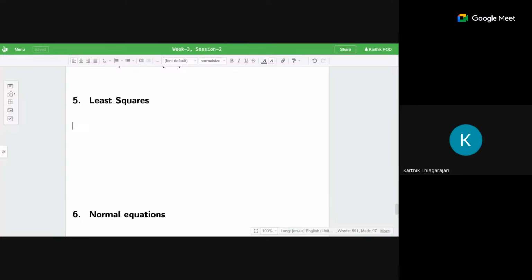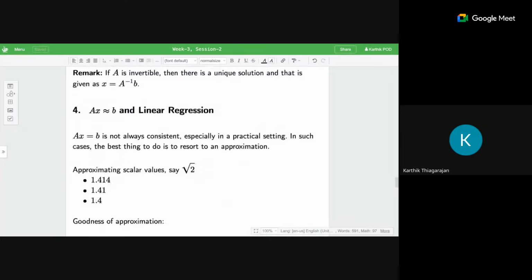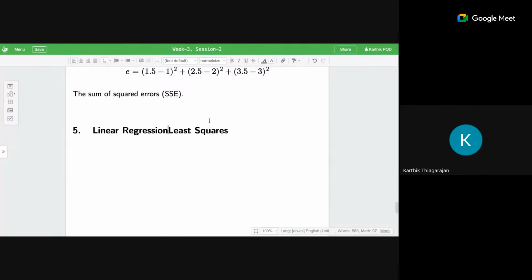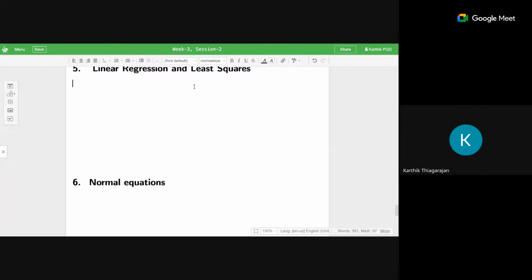Okay, so shall we resume discussion? Yes, sir. Okay, linear regression, maybe we'll go here. Linear regression and least squares. What we'll do now is we'll consider the following problem.